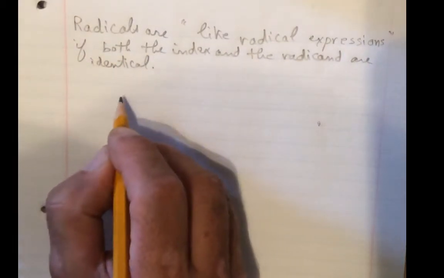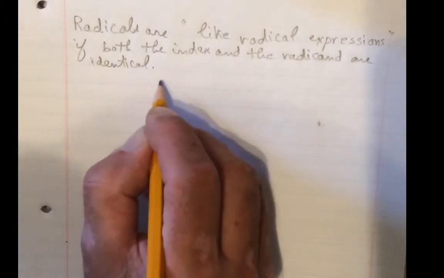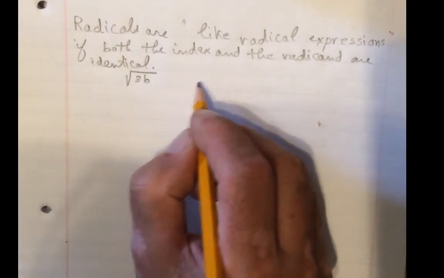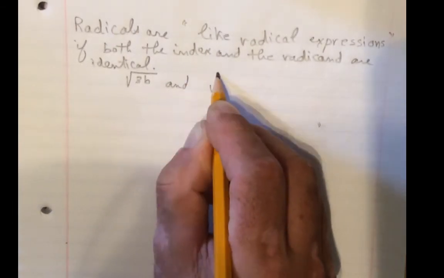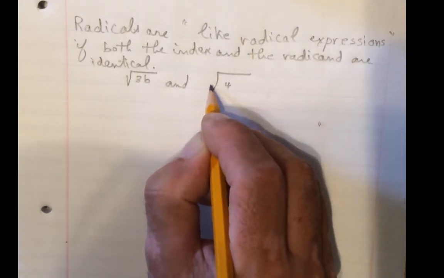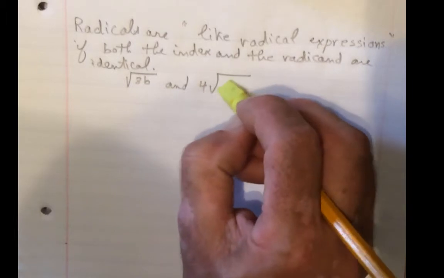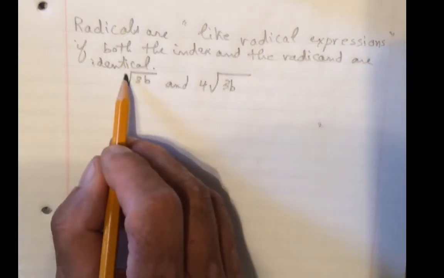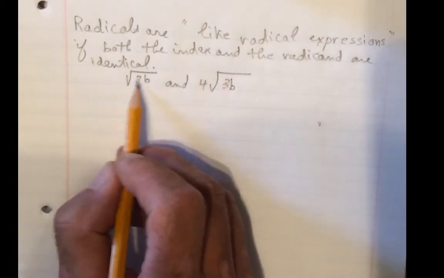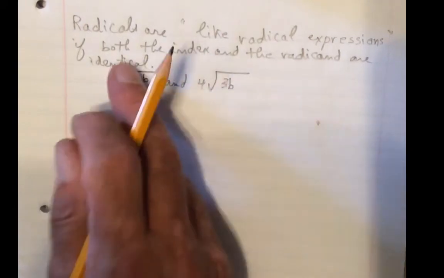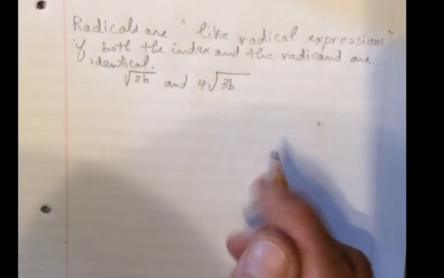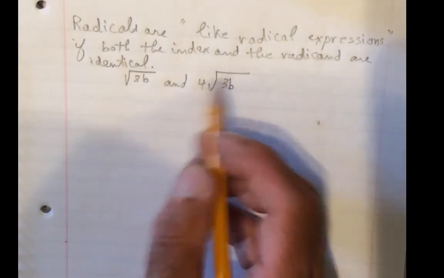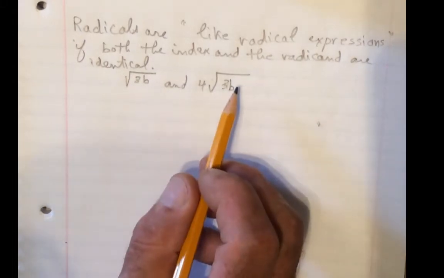So for example, if I have square root of 3b and I have 4 square root of 3b also. So now the index is an invisible 2, invisible 2. The radicand is 3b, the radicand is 3b. So these two are alike. When they are alike, we can add them. So we have 1 of this radical plus 4 of the same radical, so the answer is going to be 5 of this radical.